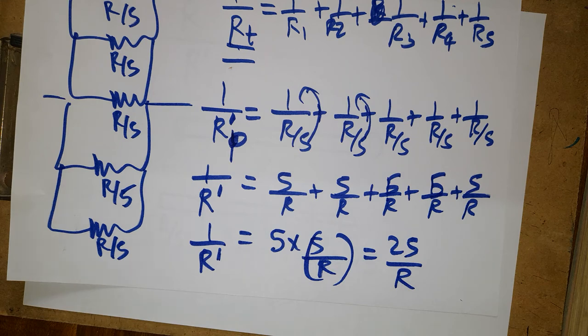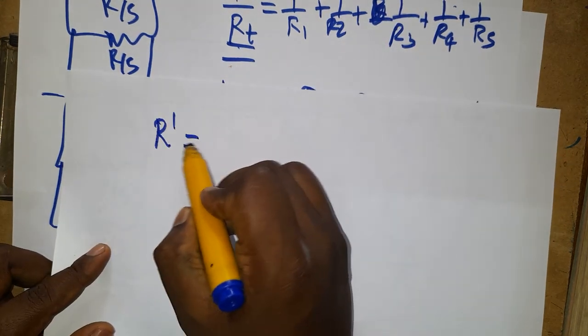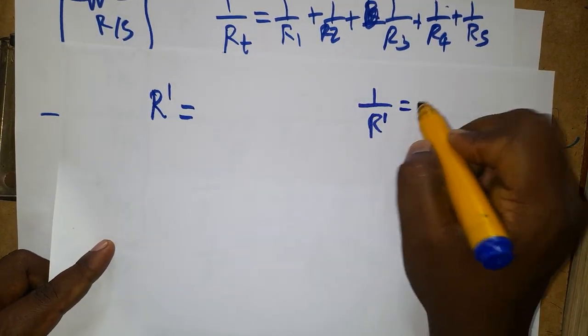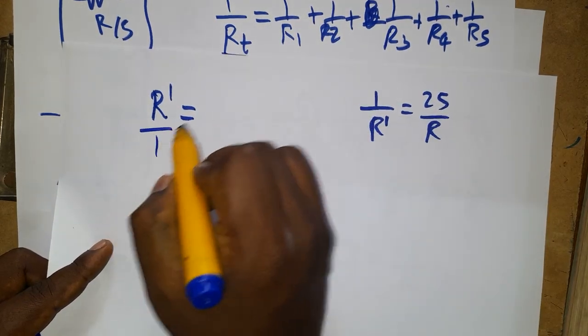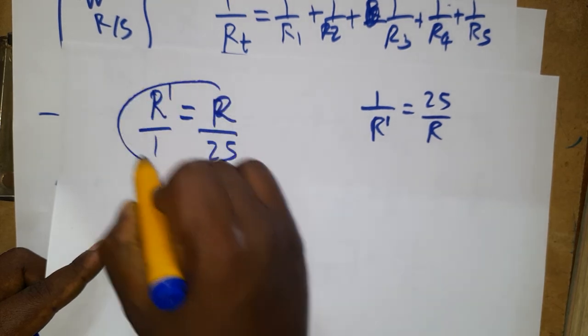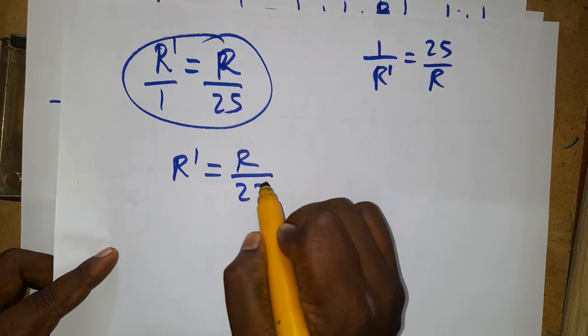What is R dash? Now I want R dash. Flip the equation: I got 1 by R dash is equal to 25 by R, so R dash by 1 is equal to R by 25. This is the R dash value. R dash is equal to R by 25.